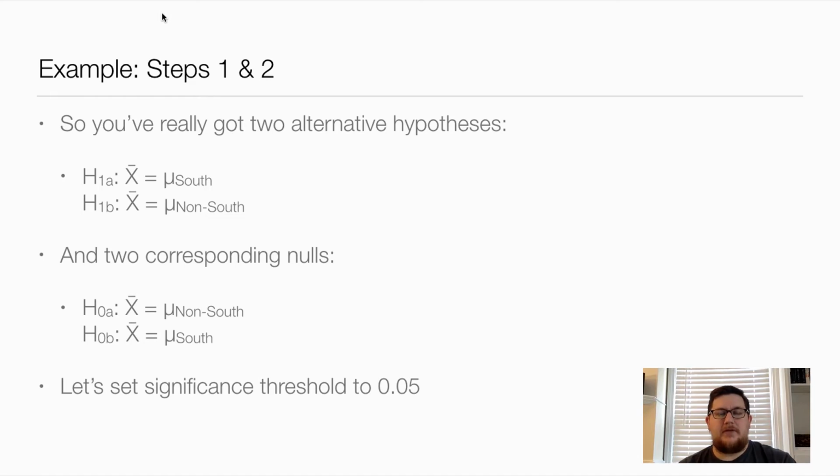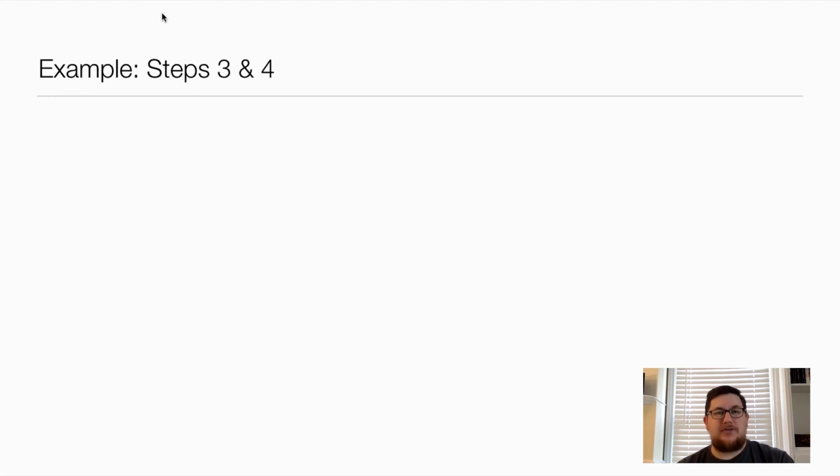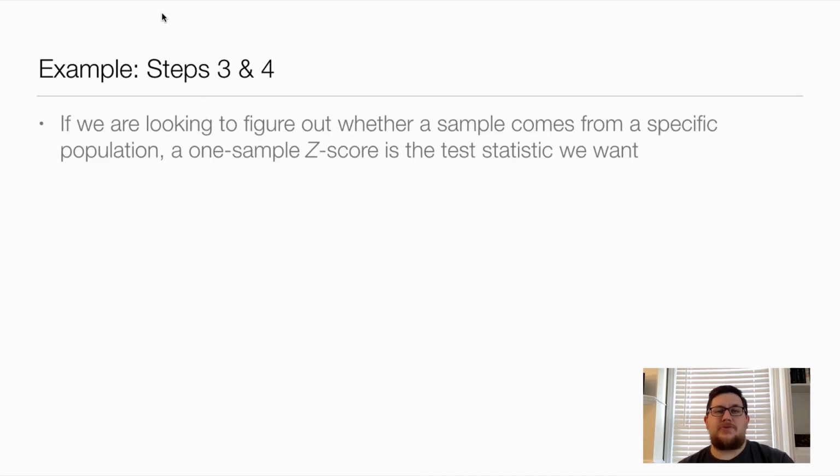Okay, so we're going to set our significance threshold to 0.05. Now, we're actually going to be using a 2-tailed test, which I'll get back to in a moment. But we'll set it to 0.05. Now, working through steps 3 and 4. If we're looking to figure out whether a sample comes from a specific population, we want the one sample z-score. So we already talked about that.